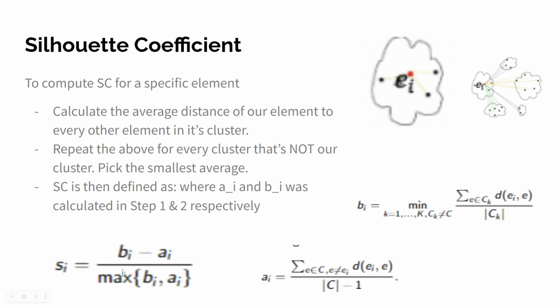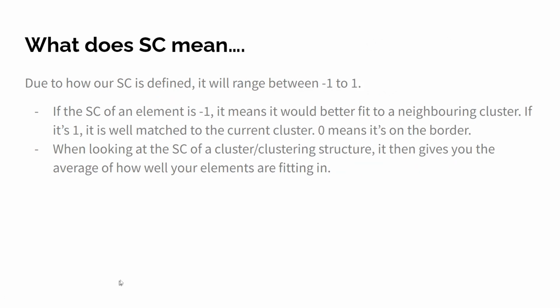And then this is the equation which gives us our silhouette coefficient. We take BI, subtract AI, and divide this by the maximum of AI and BI. In the end, we're going to get a number between -1 and 1. If it's -1, this means our element would have been better fit to a neighbouring cluster. If it's 1, it's well matched to the current cluster. If it's 0, it's on the border, so it could be in this cluster, but it could also be in this other cluster. Does everyone get SC for a specific element and what it's showing?